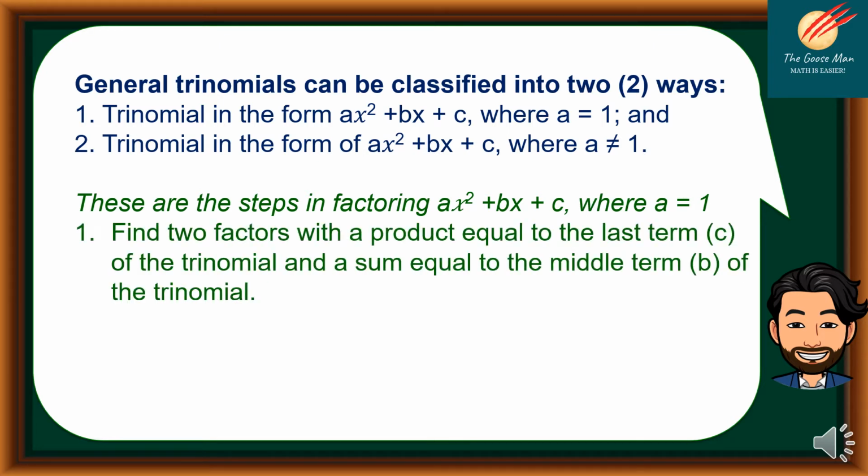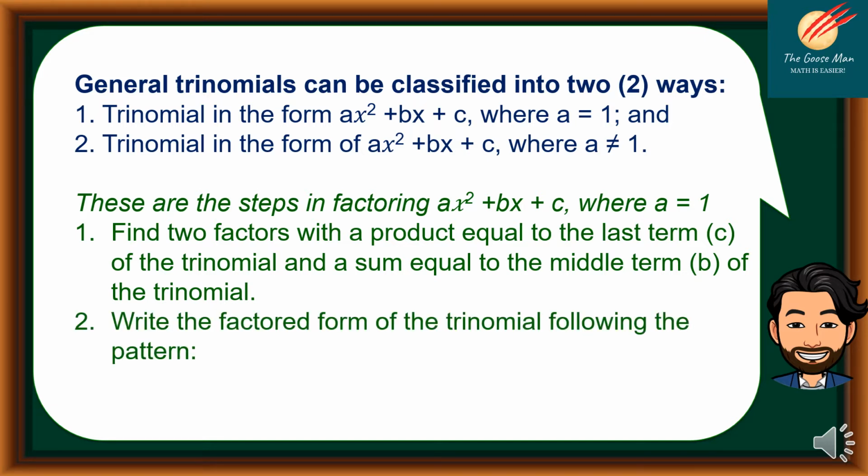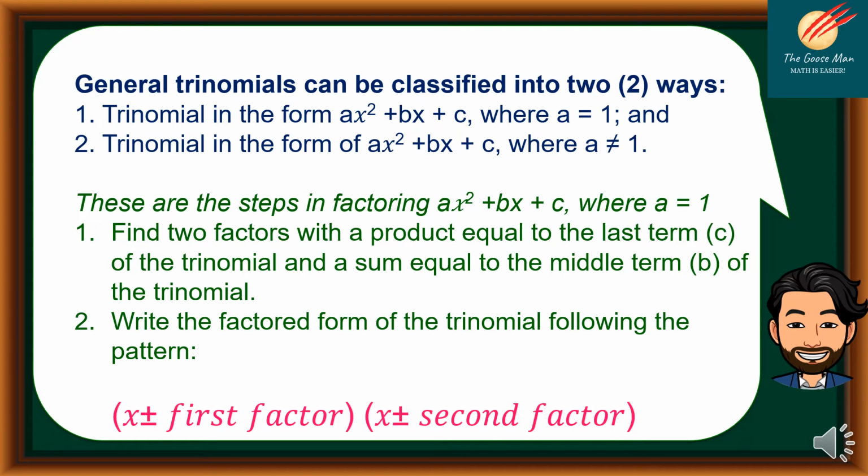The first step is to find two factors with a product equal to the last term, that is c, of the trinomial and a sum equal to the middle term b of the trinomial. Number 2 is to write the factored form of the trinomial following the pattern of x plus or minus the first factor times x plus or minus the second factor.